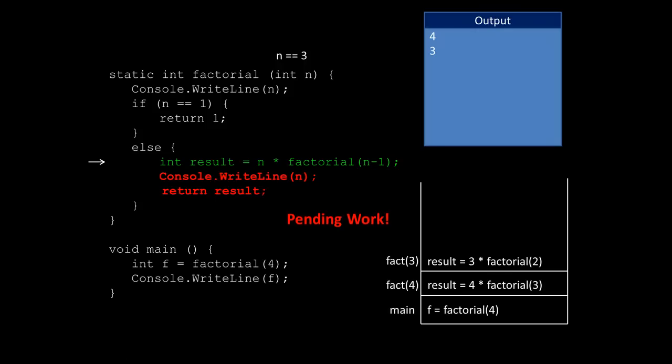Notice that this clone has a lot of pending work as well that it can't get to because again we've called the factorial function. So what we do is we push factorial of 2 onto the stack and have another clone. In this case, n is equal to 2.